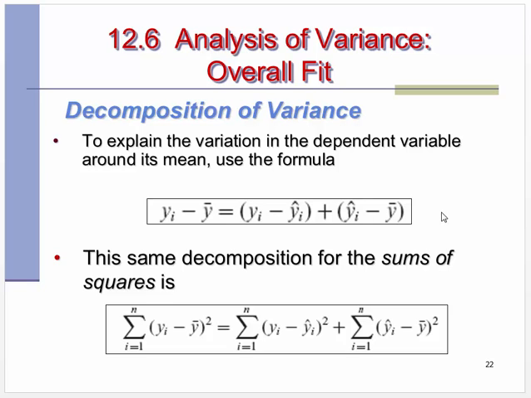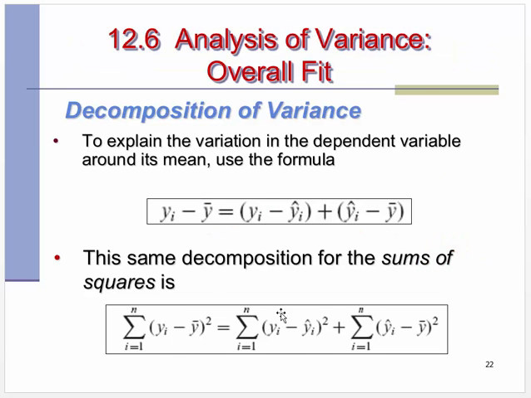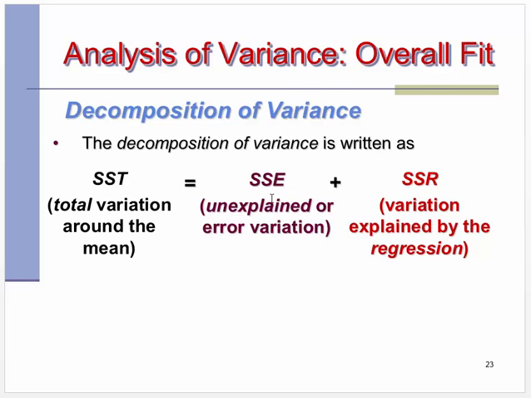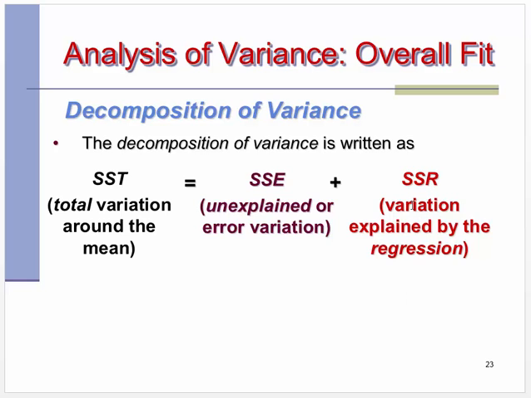This same decomposition for the sum of squares is just like what we did in our analysis of variance. The sum of squares here equals this plus that. And this is meaningful in that the first one is the sum of squares total, this one is our sum of squares error, and this one is our sum of squares regression. So it's very similar to ANOVA. The total variation around the mean, SST, equals the unexplained or error sum, SSE, plus the part explained by the regression, SSR. SST equals SSE plus SSR.